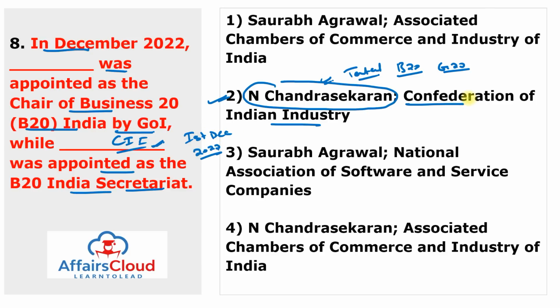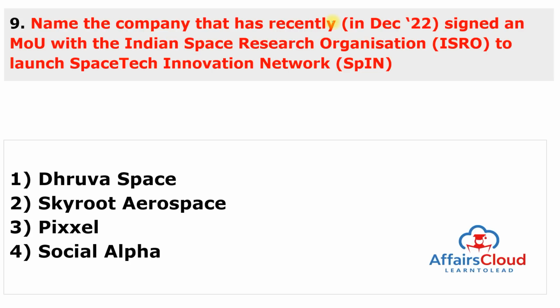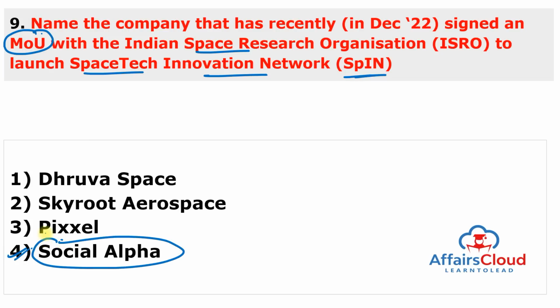Moving to next question. Name the company that has recently signed a Memorandum of Understanding with the Indian Space Research Organization to launch Space Tech Innovation Network, which is also known as SPIN. And this is Social Alpha. Answer of this question is 4. Mark this question in the important section.